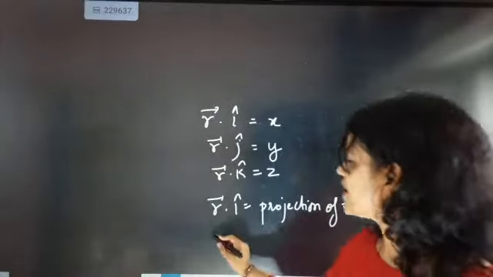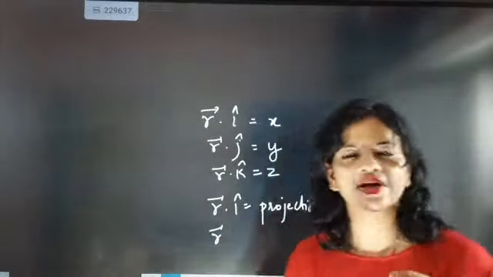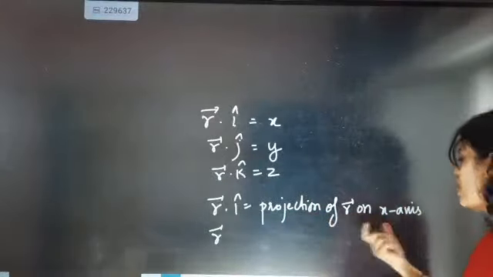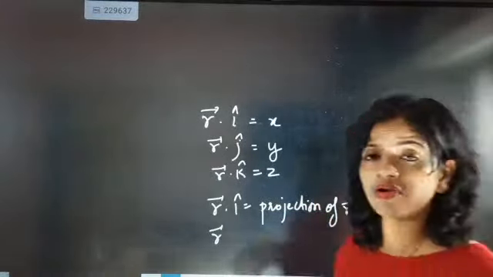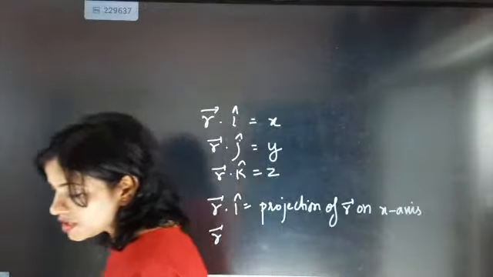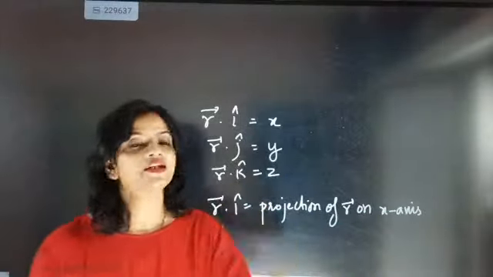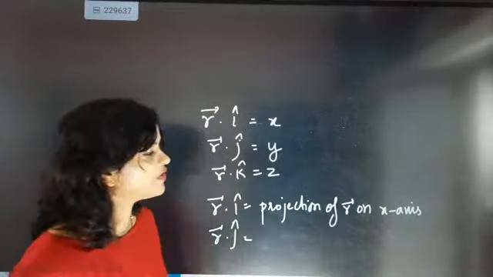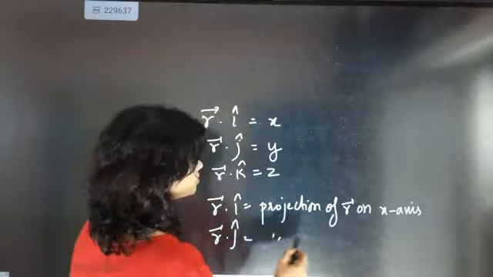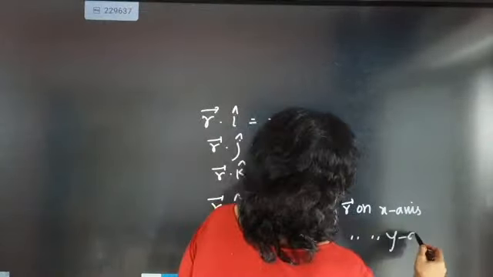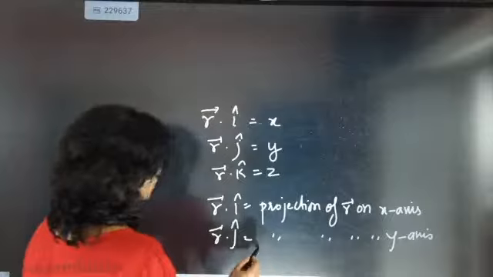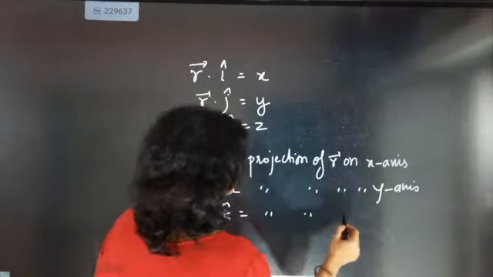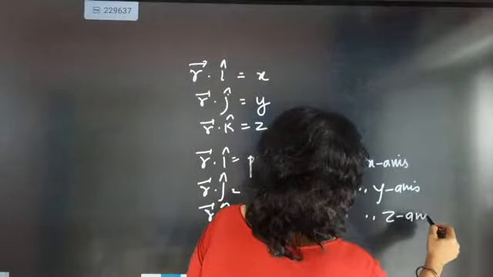When I am saying this, exactly r vector dot i unit vector, if I am writing, this is nothing but the projection of r vector on i vector, so on x-axis. Similarly, when we are writing r dot j, this will be the projection of r vector on y-axis. Similarly, with this one, it is the projection of r vector on z-axis.